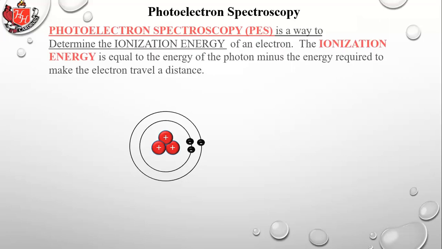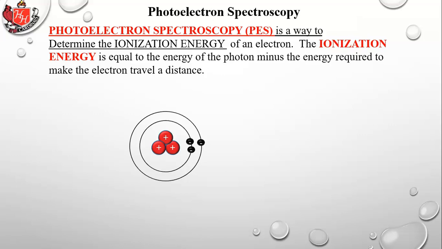So now we're going to study a method of determining the ionization energies. That's photoelectron spectroscopy, and it's called PES for short. So PES is a way to determine the ionization energy of an electron. The ionization energy is equal to the energy of a photon minus the energy required to make the electron travel a distance.